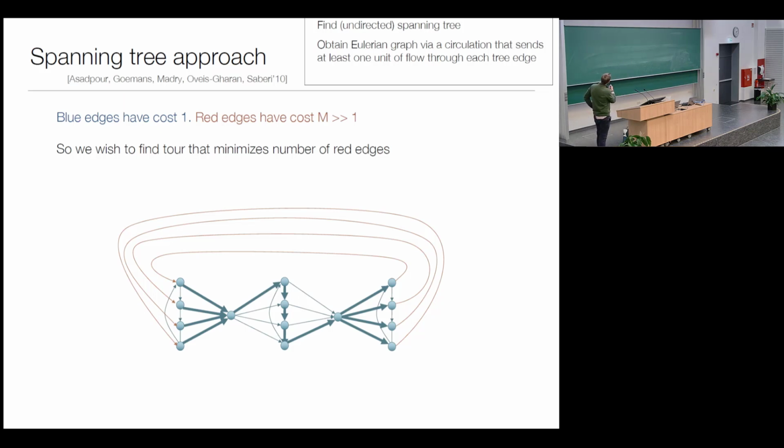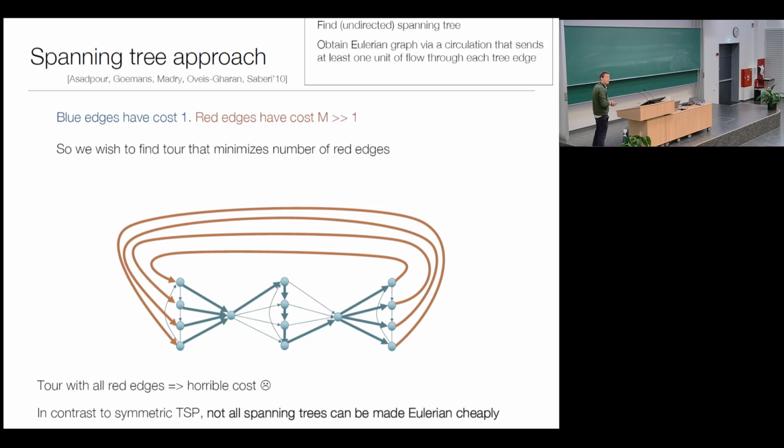This is bad news. I need to correct this guy, this guy, this guy, this guy. And there's 4 units going from the left to the right. So no matter what I want to do, I need to use 4 red edges going back to correct that tree. That's incredibly expensive. You can imagine instead of 4, I can use 1,000 or 10 million. I just couldn't draw 10 million. So in contrast to symmetric TSP, where all trees are easy to correct, in the asymmetric case, it might be arbitrarily expensive. So this is a bad algorithm.